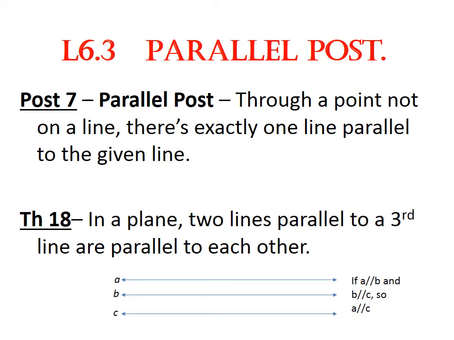Moving on, we have theorem 18. This is kind of like transitive or substitution with parallel lines. So if we have two lines that are parallel to a third line, they're also parallel to each other. So let's look at the picture down here. A and B are parallel. B and C are parallel. So you can think of it either as transitive or by substitution. We know that the first and last, A and C, would have to be parallel with each other.